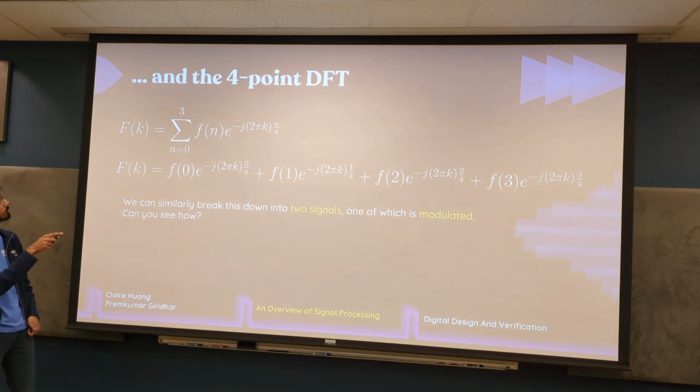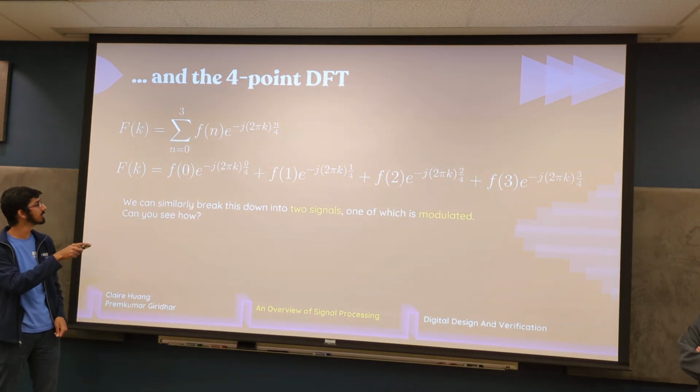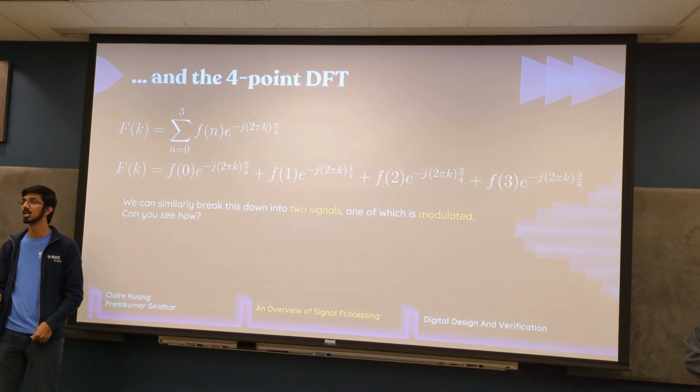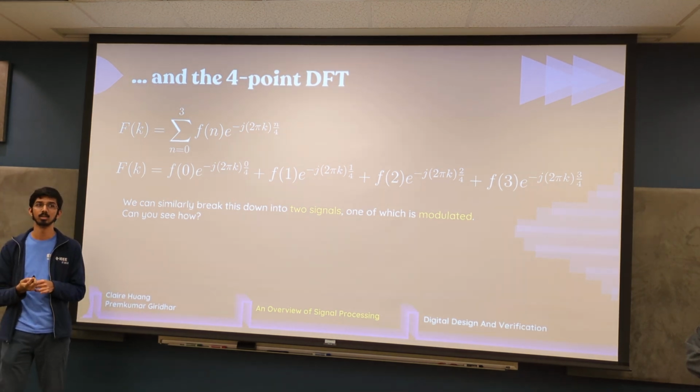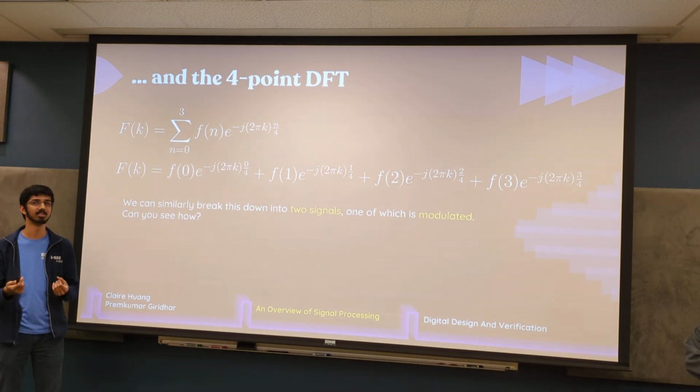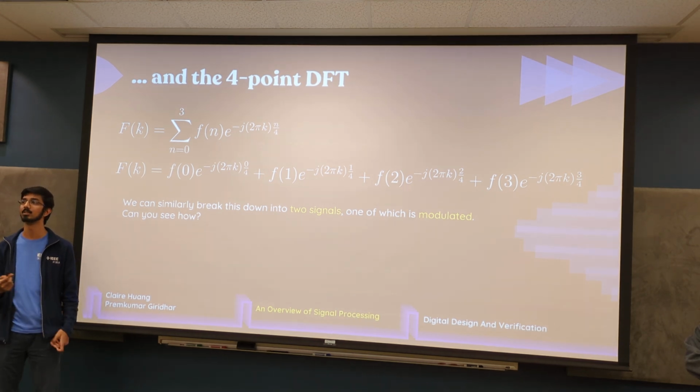Okay, so now if we look at the 4-point DFT, we can similarly break this entire giant equation down into 2 signals, one of which is modulated. Can you guys see how? It's okay if you can't because we have it on the next slide. This is not an interactive thing. It's kind of hard to figure that out instantly.